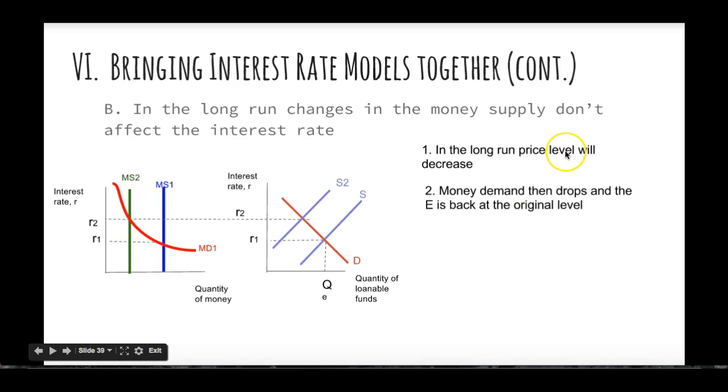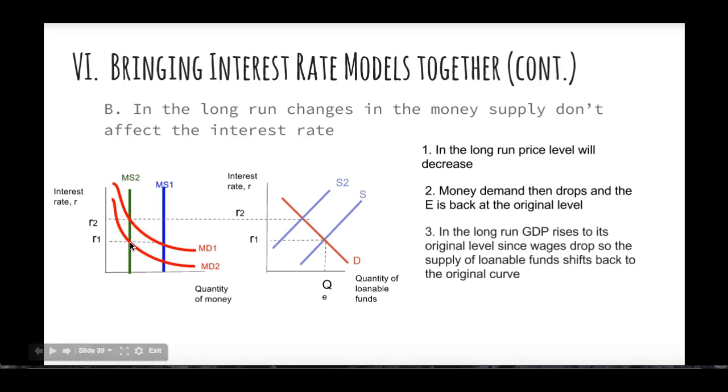Since the price level has dropped, remember, the aggregate price level is determined by the demand for money. So the demand for money drops, and what happens? The demand for money goes from MD1 to MD2. And now the equilibrium is back at the original rate of R1. So we go from here to here. Notice the money supply has not changed, but our interest rate has dropped back to R1. In the long run, GDP will rise back to its original level since wages drop. So the supply of loanable funds will shift back to the original curve.